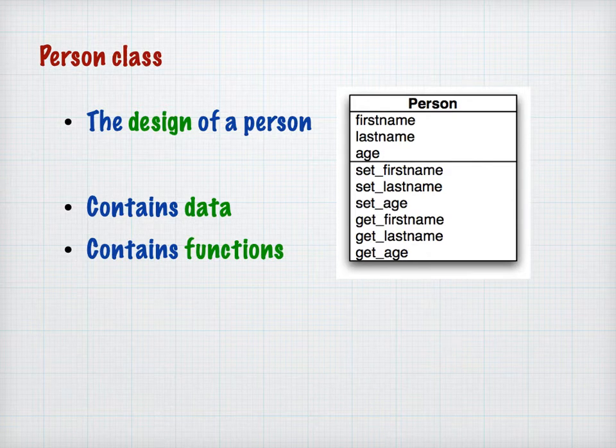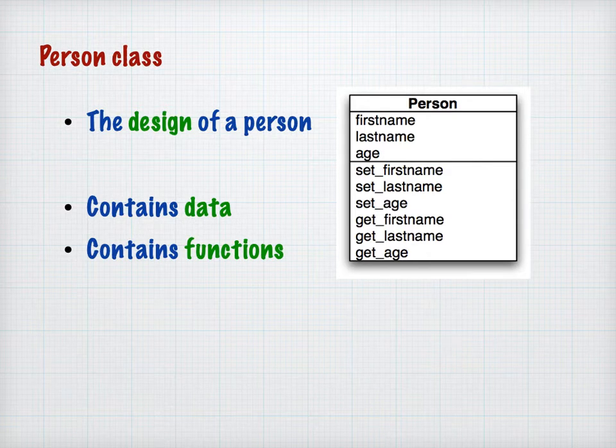So here you can see in the top box, we've got the name Person. And when we write the class down, the name of the class is done with a capital letter at the beginning. So you can see that Person there has a capital P. And then below that, we've got two boxes.